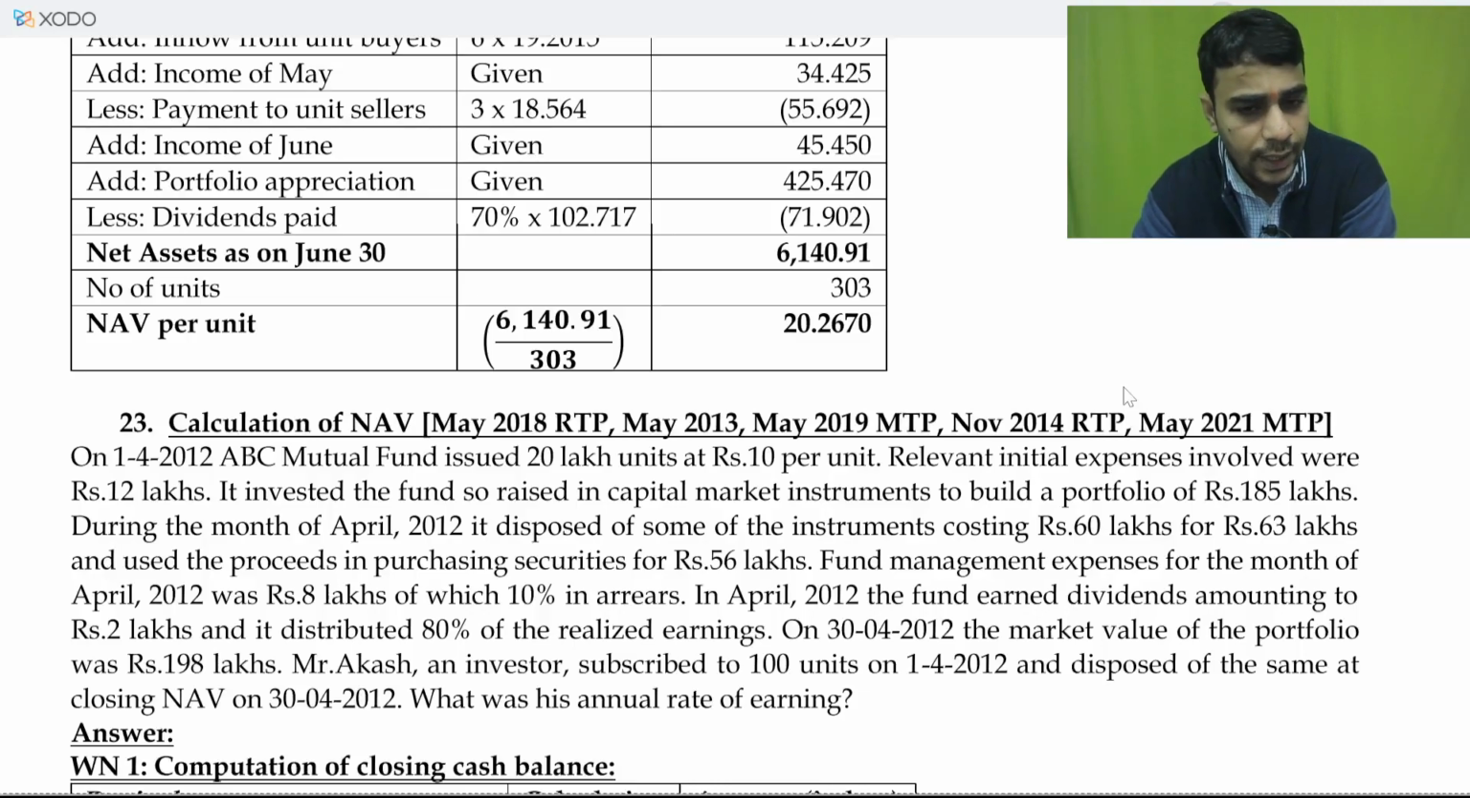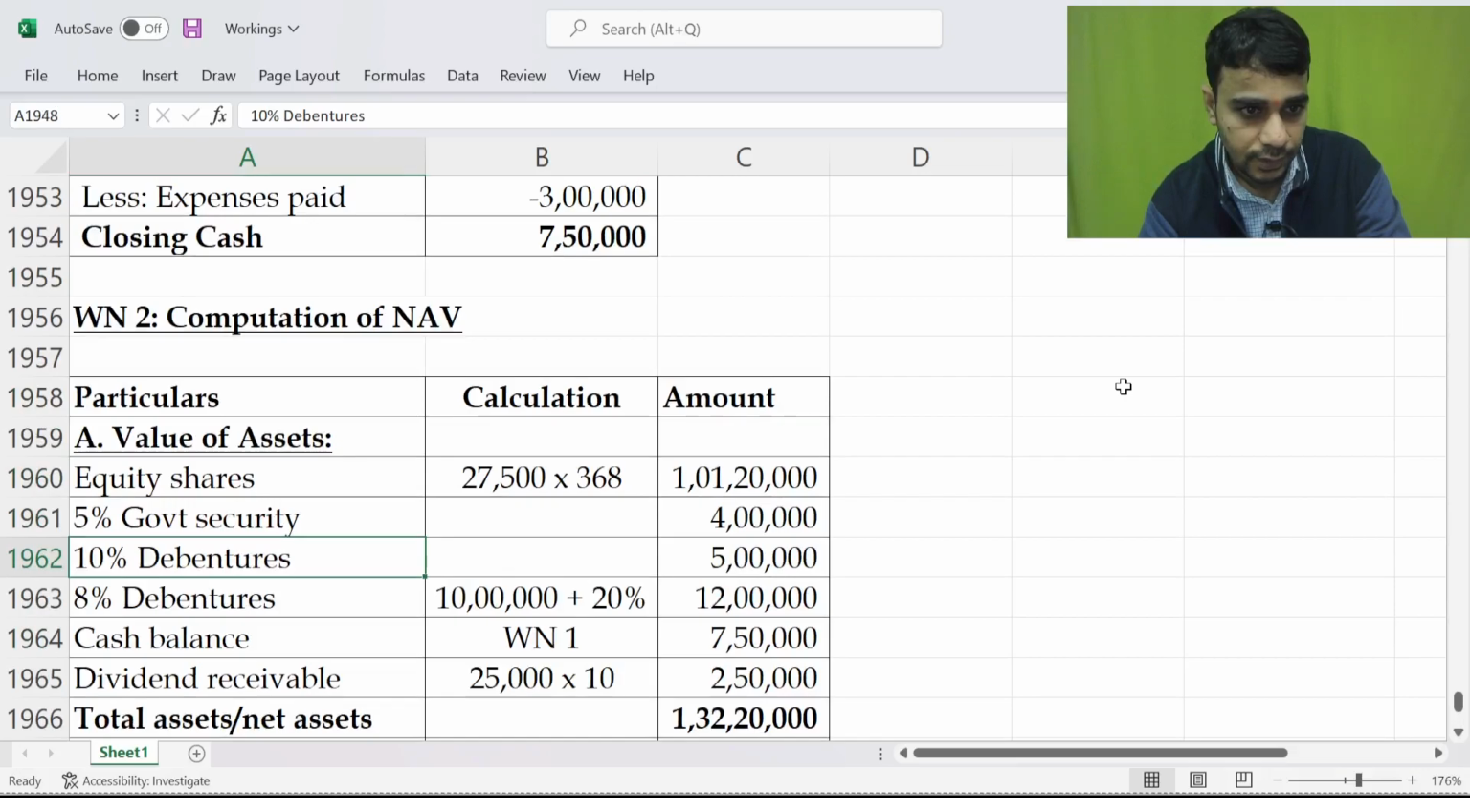If you read line by line, every line is talking about some inflow or outflow. So first thing is we'll calculate the closing cash balance. Once we do the closing cash balance, then we will calculate the NAV. After the NAV is done, you can calculate the annual rate of earning, because annual rate of earning is (NAV1 minus NAV0 plus D1 plus CG1) divided by NAV0, into 12 by M into 100. So working note 1, computation of closing cash.